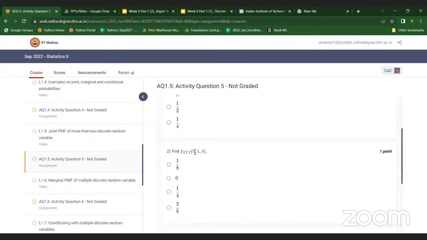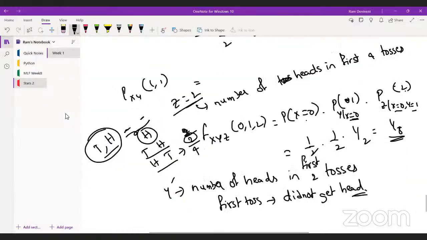What is the probability for x, y, z of 0, 1, 4? This is going to be easier. When we have x, y, z of 0, 1, 4, you are saying in the first toss you do not get head. In the first two tosses you get one head. In the first 4 tosses you get 4 heads. When you get 1 head in the first 2 tosses, there is no way you're going to get 4 heads in the first 4 tosses, right? Max you could only get is 3. So the probability for 0, 1, 4 is going to be 0. Am I clear?